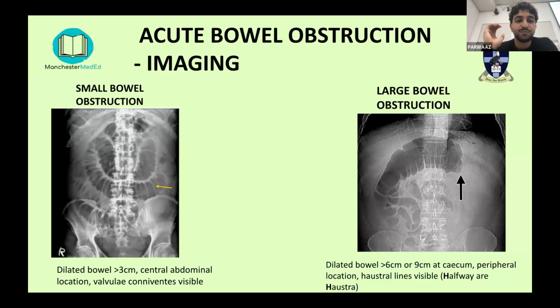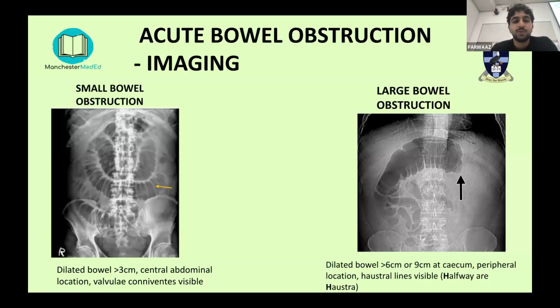Small bowel will be central, lines will go all the way across, and it just won't be as big. Whereas large bowel obstructions can look really massive. Lines only go halfway across, and usually, and this doesn't always work, but usually it is in the periphery of the picture as well.